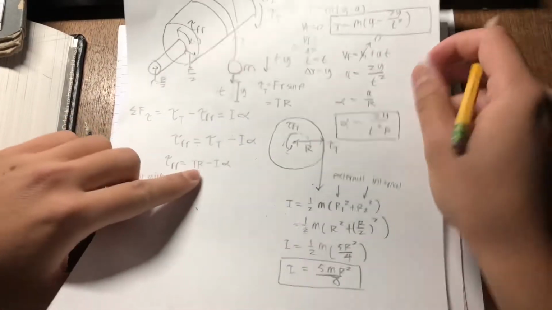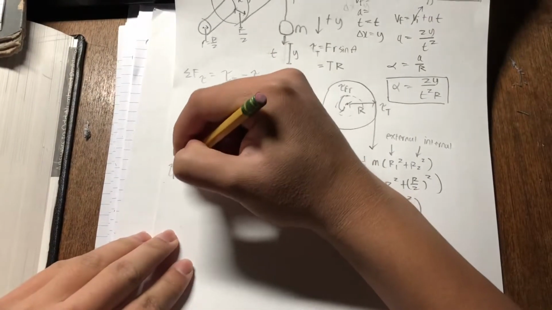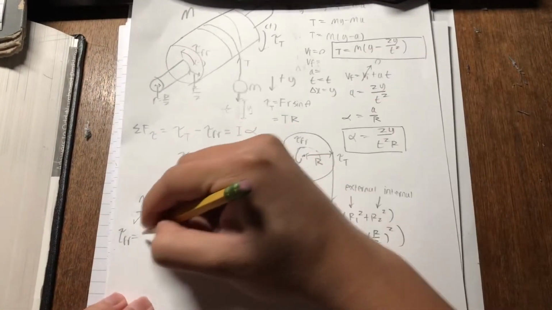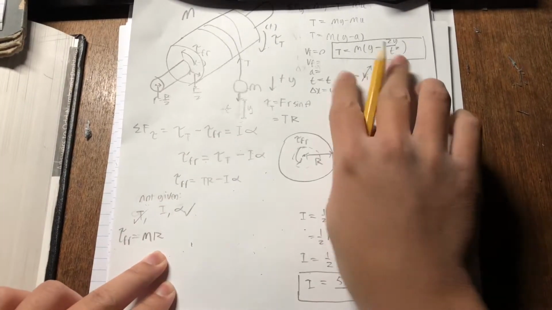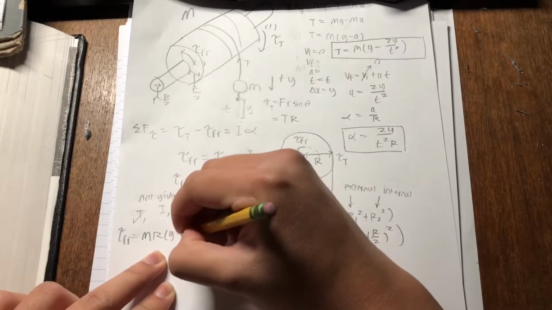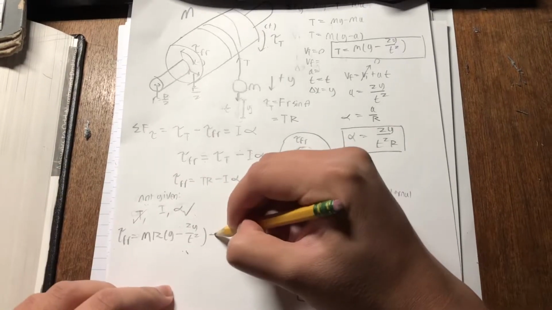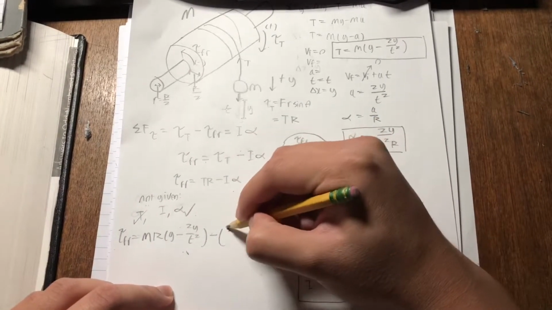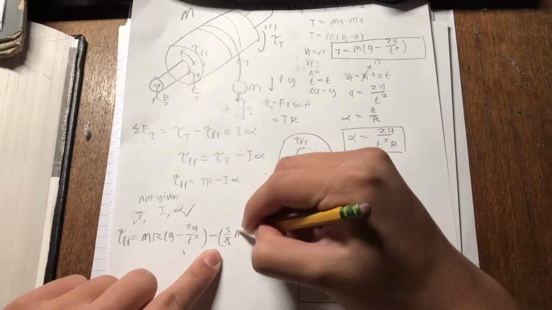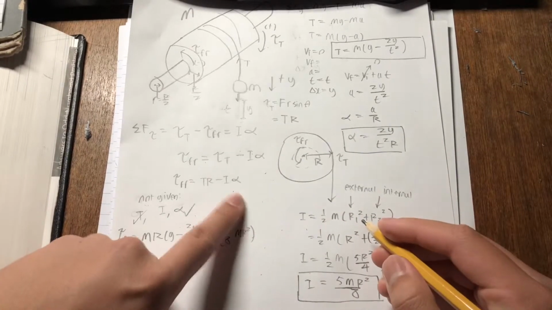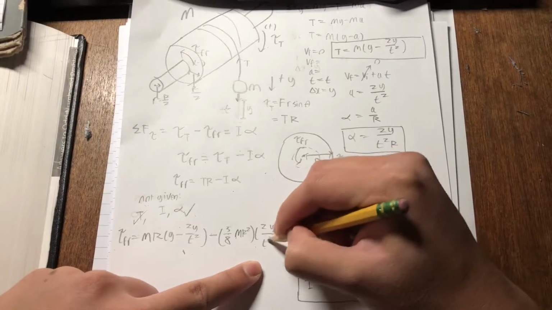All right, let's start plugging in. So T, I'll find T up there. We'll write mass times the radius r, because that's right there, and then we copy this entire expression, g minus 2y over t squared. That does it for T r, minus moment of inertia, which is the fraction 5/8 m r squared, multiplied by alpha, which is this: 2y over t squared over r.